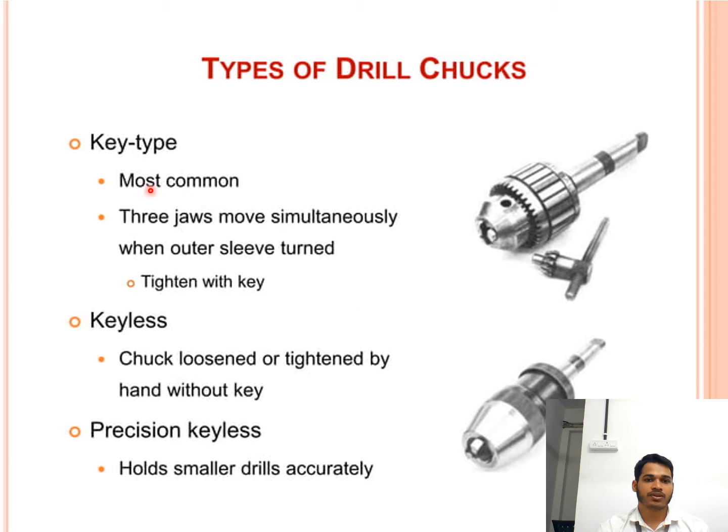There are four types of drill chuck. Key type is the most commonly used, and the three jaws move simultaneously when the outer sleeve is turned and tightened with the key. This is the key. And the keyless chuck is loosened or tightened by hand without a key, by moving this tapered section. And the precision keyless chuck holds smaller drills with accuracy.